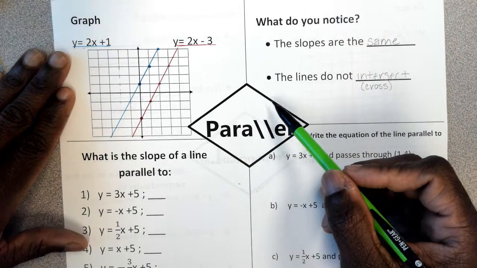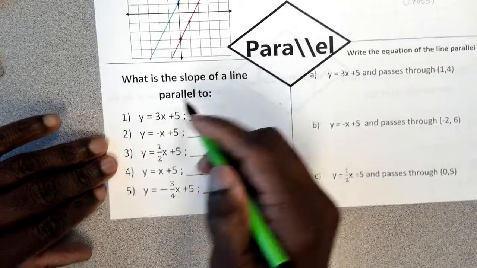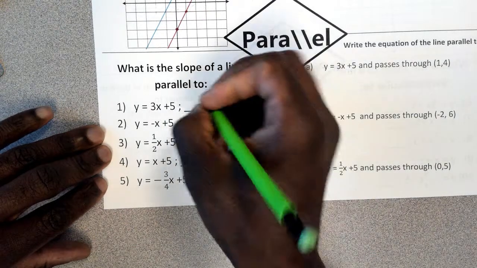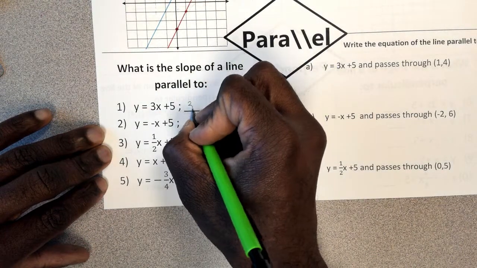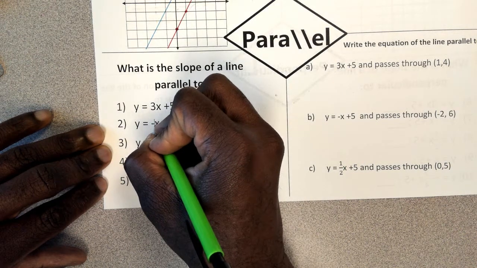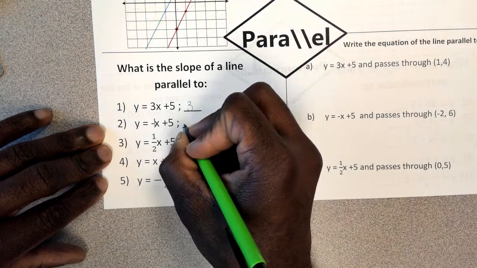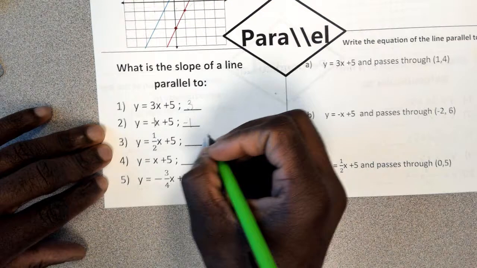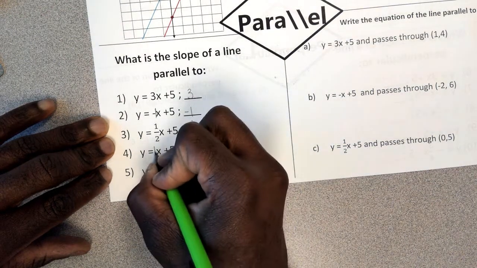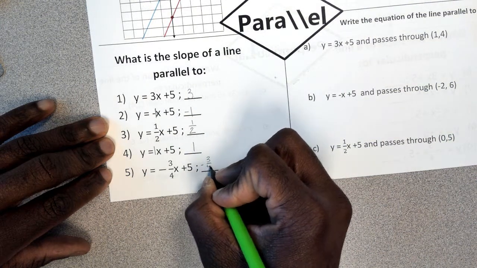Alright, lines that are parallel have the same slope. So let's look at this right here. What is the slope of a line that is parallel to y equals 3x plus 5? Well, the slope is 3, so a line parallel to that would have a slope of 3. Same thing here, we put in our 1 because there wasn't a number in front of x. So the slope of a line parallel will be -1. Here it'd be 1/2. Again, putting our 1, it'd be 1, and -3/4.